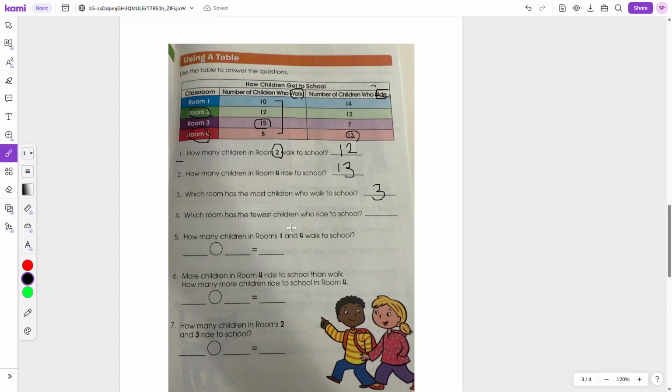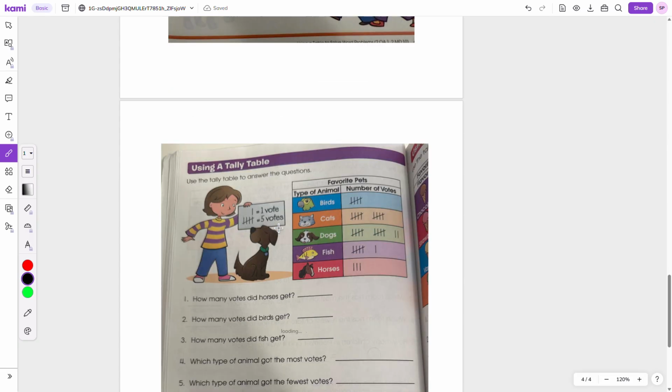Okay, which room has the fewest children who ride to school? Now we're only going to look at the last column, and we have to find the least number, which will be 7, so it'll also be room 3. Okay, number 5, how many children in room 1 and 4 walk to school? So we're going to add the 2 numbers. Room 1 walk to school is 10. 10 plus room 4 walk to school, which is 8. So 10 plus 8 will be 18. So you can solve the rest of the questions using the same table.